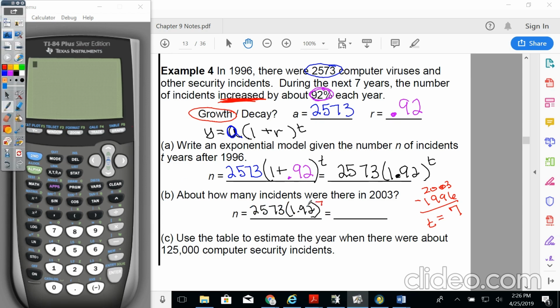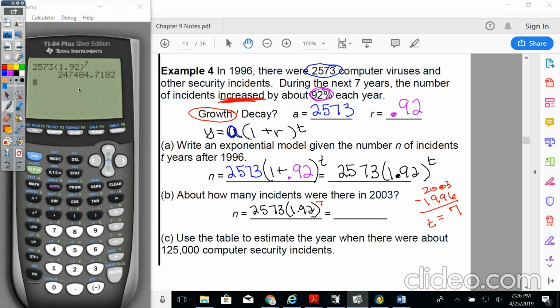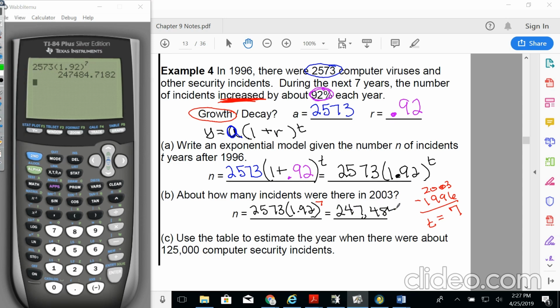And then again here we just type it in the calculator and we round to the nearest whole number because we don't want decimals here. So 2573 times 1.92 to the 7th power. And we get, so I would erase the decimal part and we only want to write this part right here. 247,484. So 247,484 incidences.